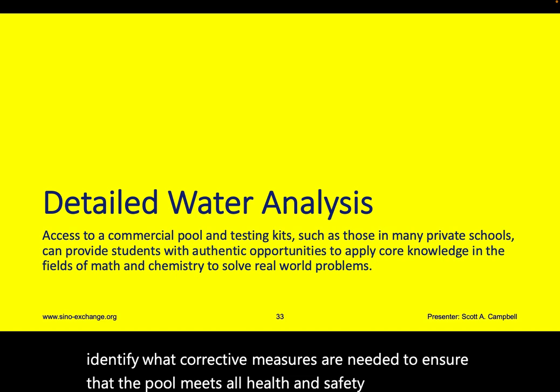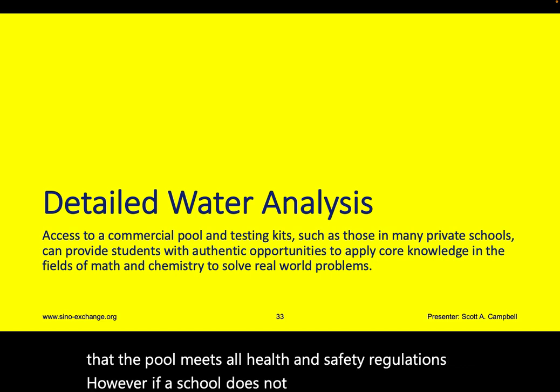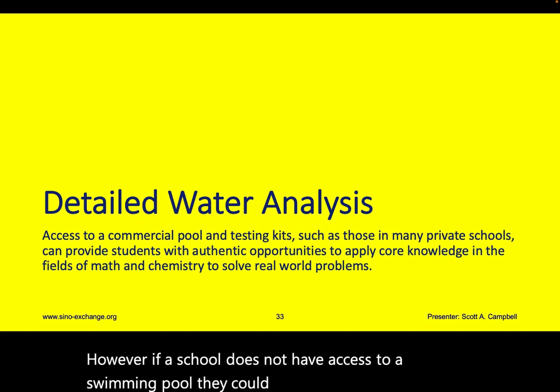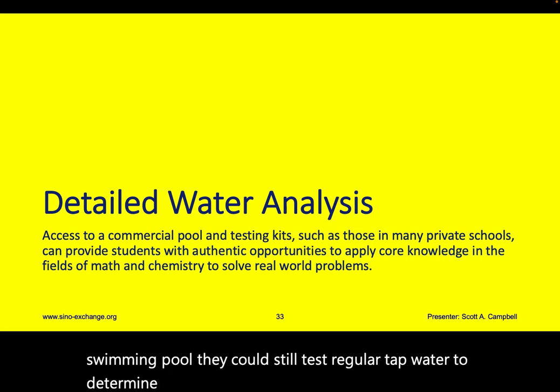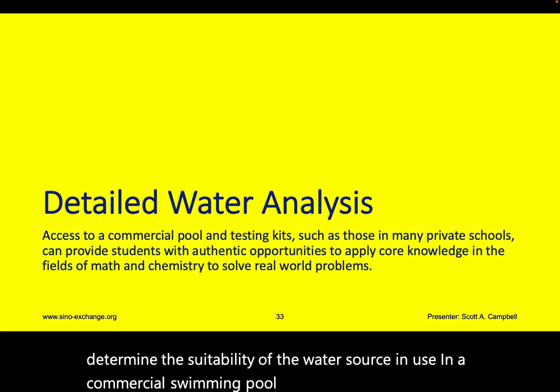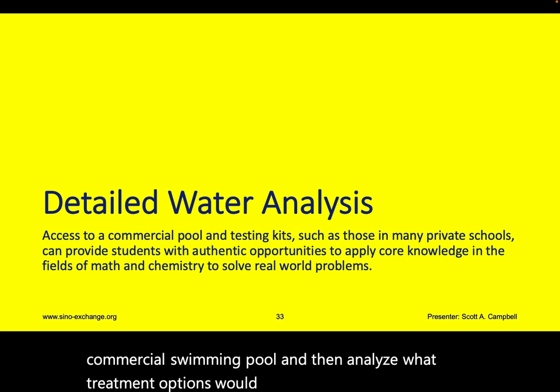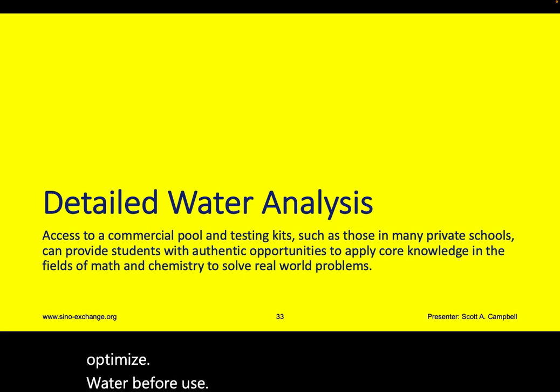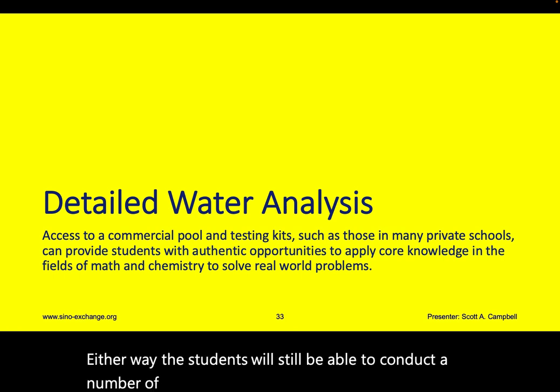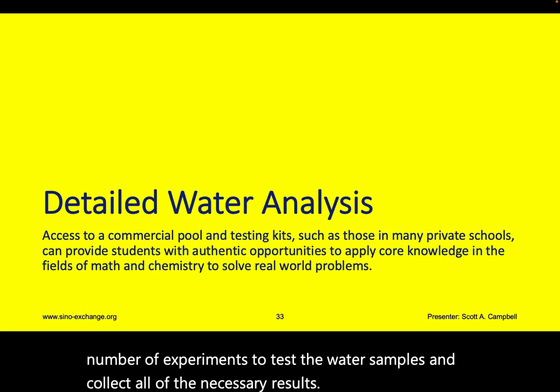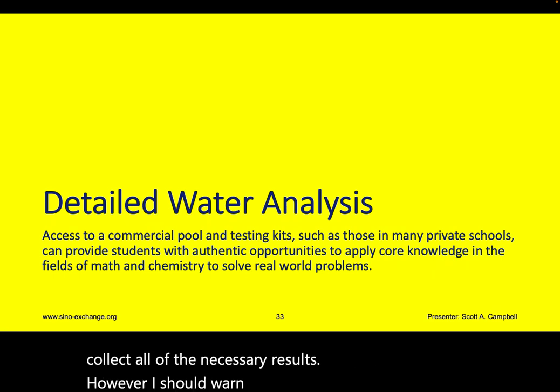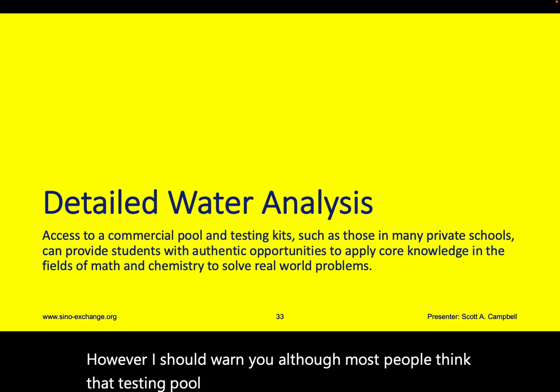However, if a school does not have access to a swimming pool, they could still test regular tap water to determine the suitability of the water source in use in a commercial swimming pool, and then analyze what treatment options would be necessary to optimize the water before use. Either way, the students will still be able to conduct a number of experiments to test the water samples and collect all of the necessary results. However, I should warn you, although most people think that testing pool water is a simple task, it's actually quite demanding, as you'll see in a moment.